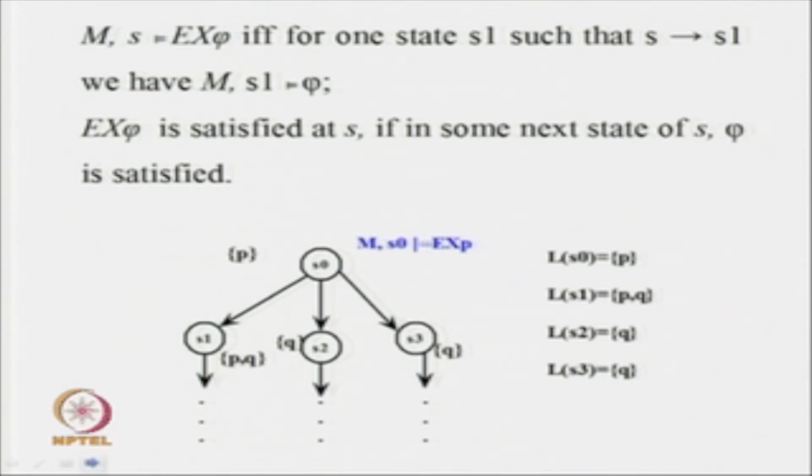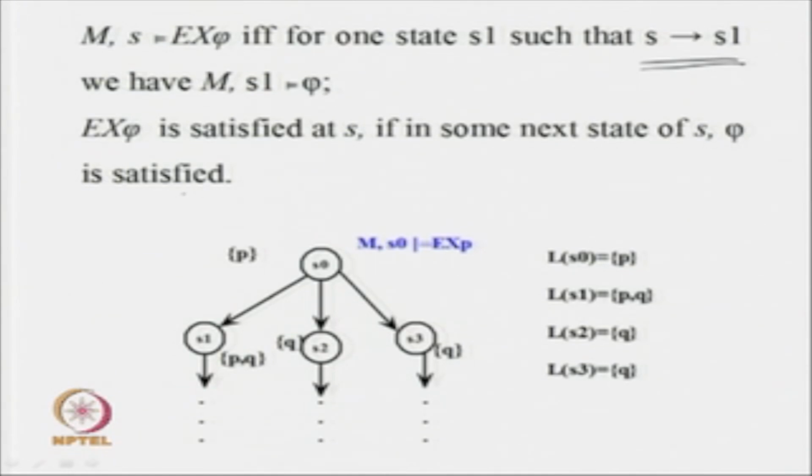So, it is similar to your previous one, but here we are going to be concerned about any path, not all paths. So, if for some state S1 such that there is a transition from S to S1, when we have M, S1 models phi, that means we are going to get at least one transition S to S1. That means S1 is the next state of S, and if we find that in S1 phi holds, then we say that M, S models EX phi. That is why we say that EX phi is satisfied at S if in some next state of S phi is satisfied.